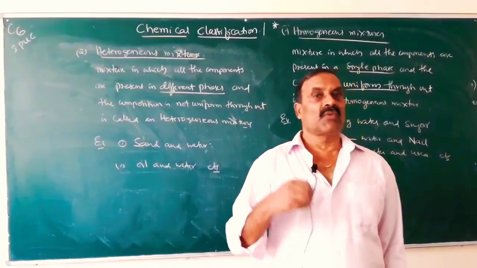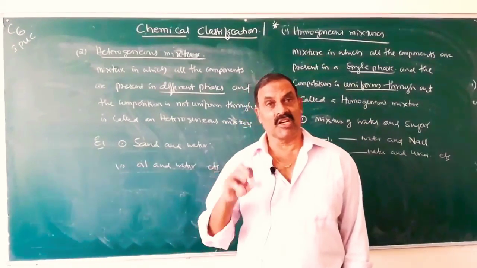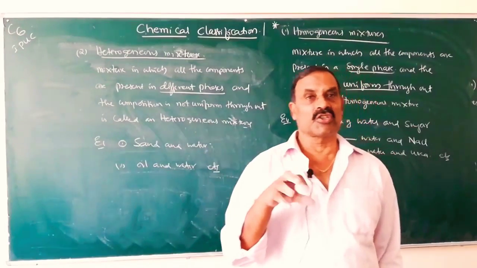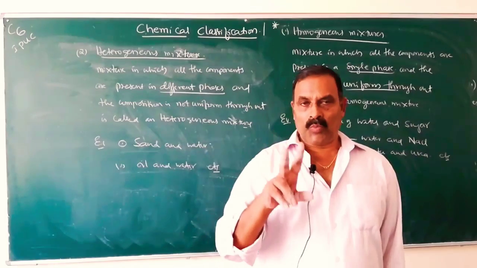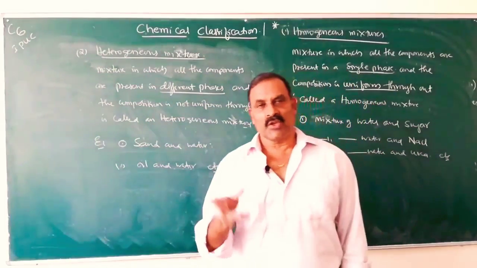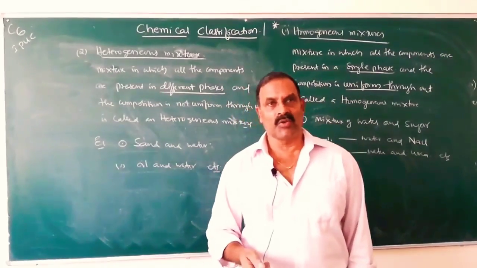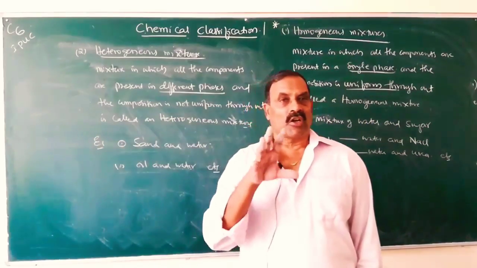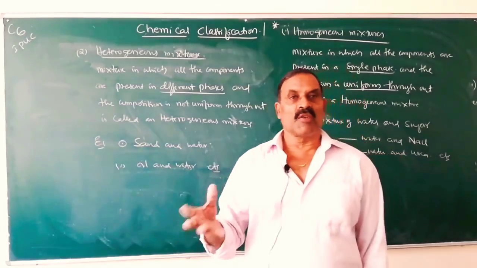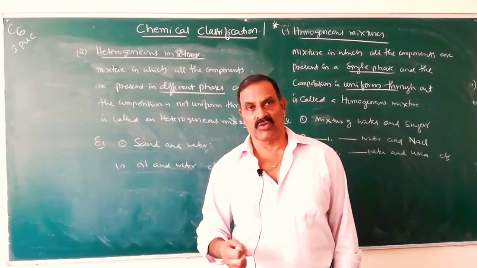The properties of compounds are different from the properties of constituent elements. Compounds are again classified into two types: organic compounds and inorganic compounds. Compounds from living sources are called organic compounds. Compounds from non-living sources are called inorganic compounds.